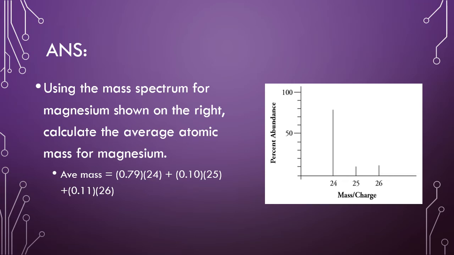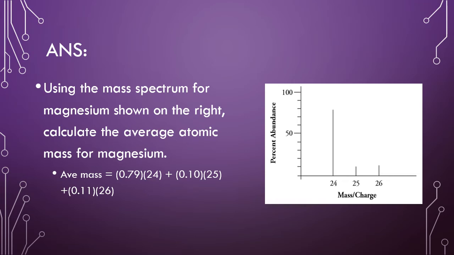And for the one that has a mass of 26, it looks like it's just above 10%, so let's call that 11%. And thankfully, because of how we estimated this, we did manage to add up to 100%, which is good. You will find sometimes that if you estimate this way, you might be slightly off, and that is okay. So let's plug them into the formula.